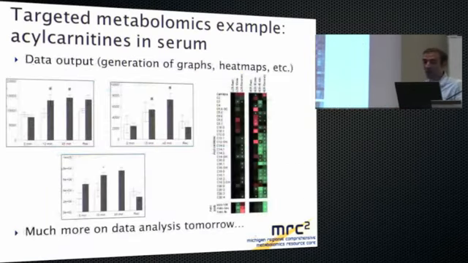And then the output in targeted metabolomics can be as simple as bar graphs showing changes under the different conditions. It can be heat maps, which are good at displaying a wider variety of changes. It can be principal component analysis for unbiased work. It can be pathway mapping. Others will tell you a lot more about this process, and so there's going to be a lot more on that in this afternoon's and tomorrow's talks.